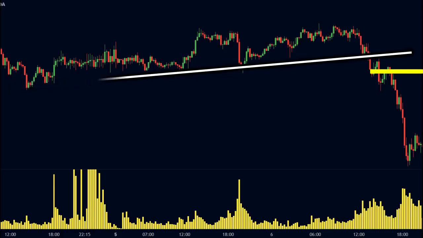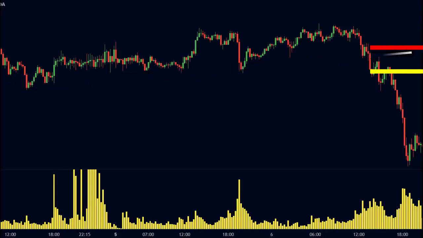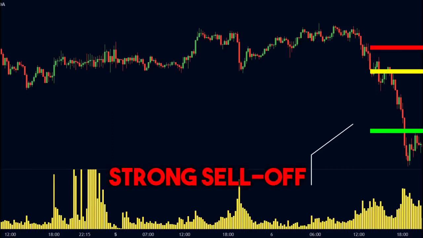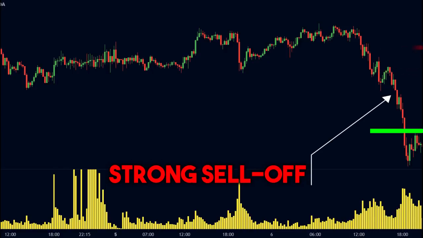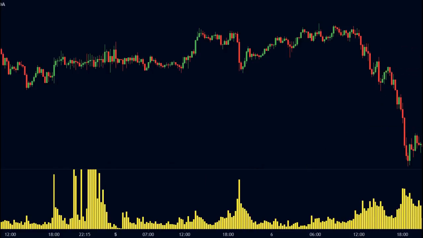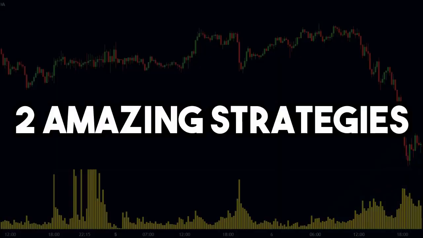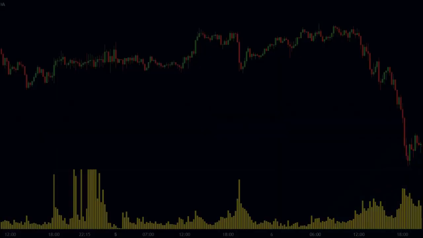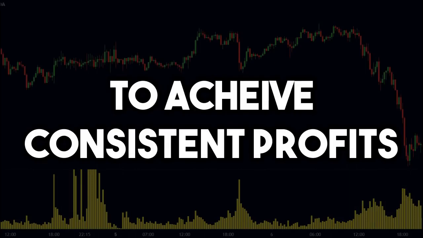We will keep our stops above the trend line, and we will keep our targets at 2:1 risk to reward ratio. As you can see, the price sees a strong sell-off after our entry. This brings us to the end of this video. So here I have given you 2 amazing strategies that you can implement today to achieve consistent profits.